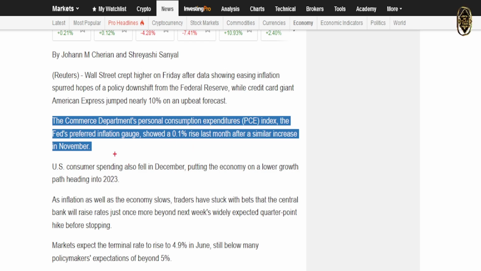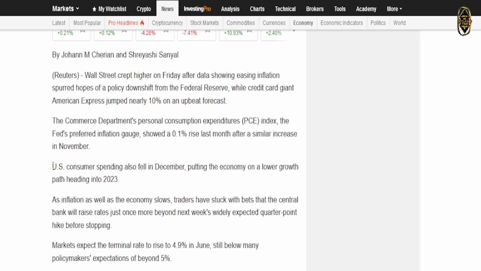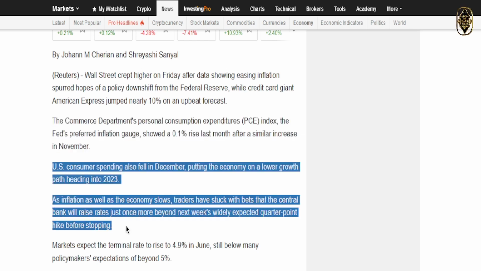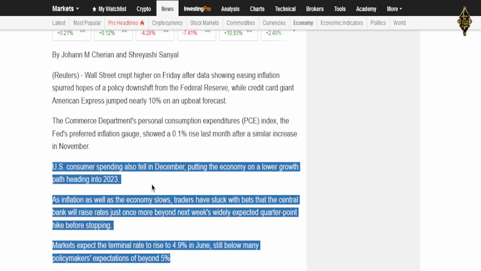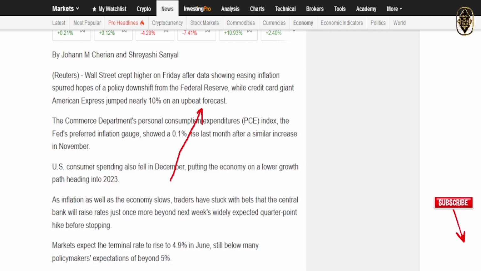So what does that mean? If you're looking with me at this zone here, read very carefully and try to understand from here till here. US consumer spending also fell in December, putting the economy on a lower growth path heading into 2023, as inflation as well as the economy show traders have stuck with the bets that the central bank will raise just once beyond next week. What does that mean? It means the Fed's last increase in interest rate is going to be next week on Wednesday, and they are going to increase by 0.25.